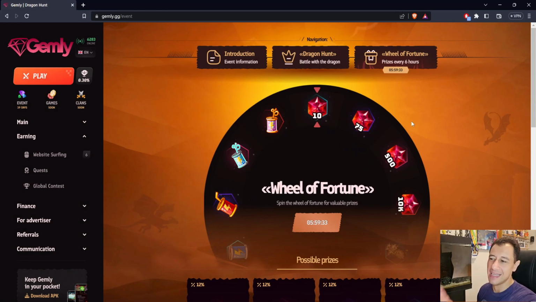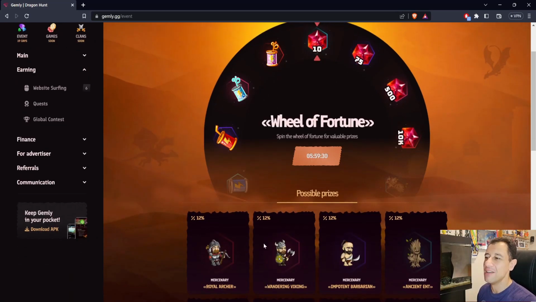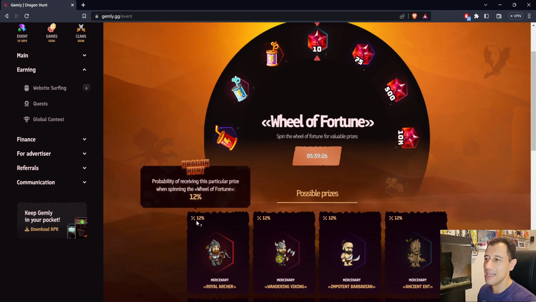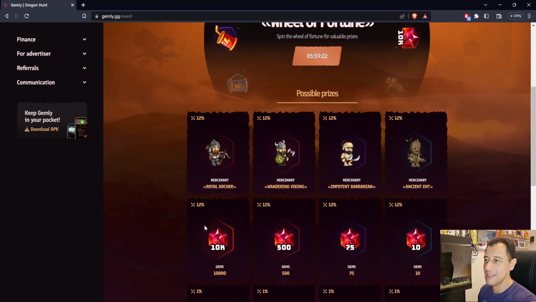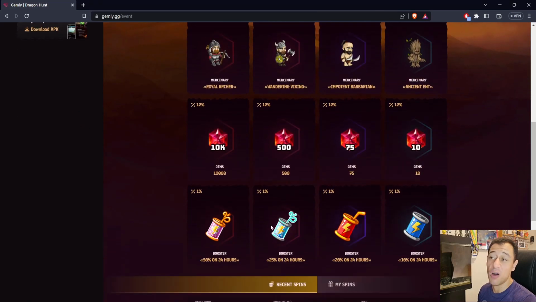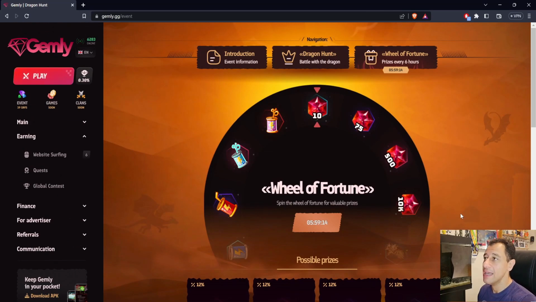But yeah, you're getting a bit of an incentive there. It tells you the chances of what you're going to get here. So you've got like a 12% chance that you'll get this mercenary or this one or this one. They've all got equal chances. Same for the gems. And you've got a 1% chance that you'll get a booster. But it might happen. I mean, I don't know. We'll keep on trying. The event does run for 21 days.